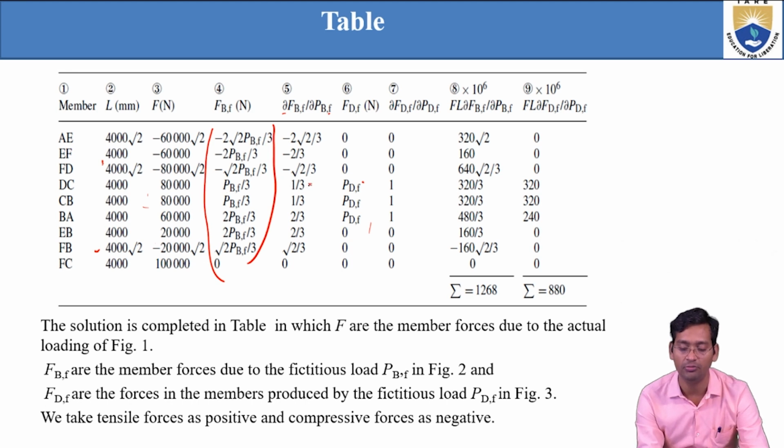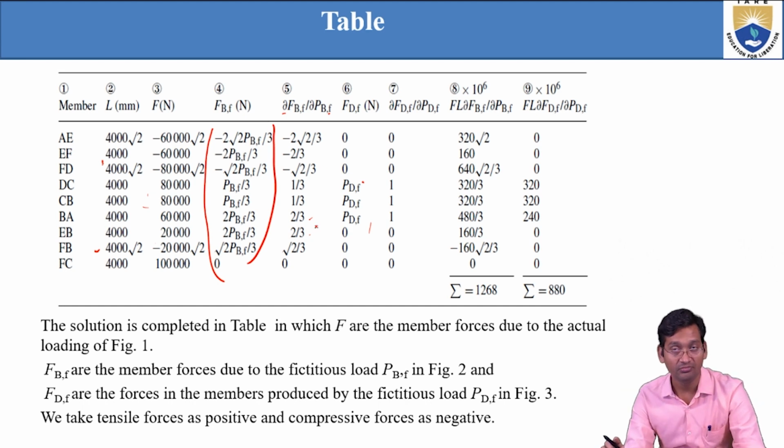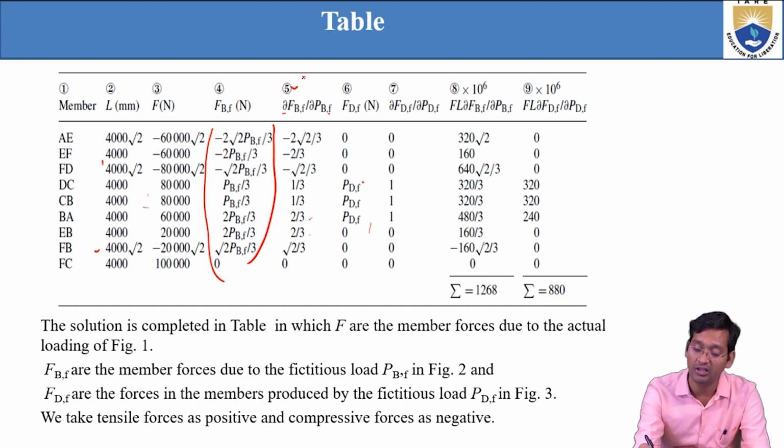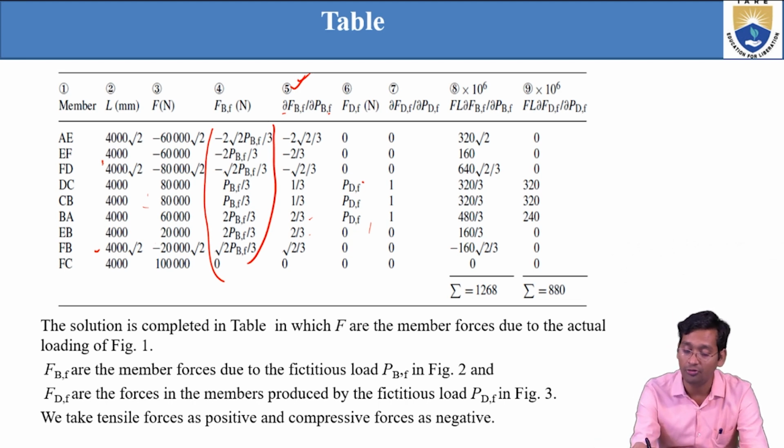Similarly, for PBF, 1 by 3, 1 by 3, 2 PBF by 3, 2 by 3, 2 PBF by 3 will give you 2 PBF. So you just have to differentiate this full column with respect to PBF. So now we have del FBF by del PBF. Now this is for del, so this is 0, so already 0.